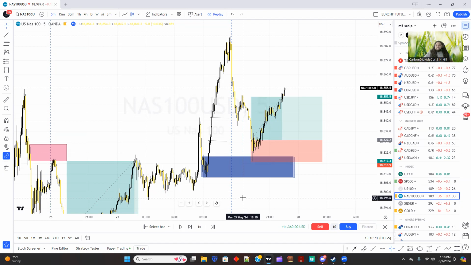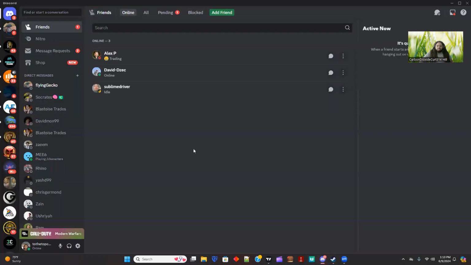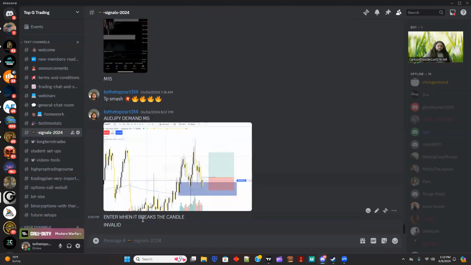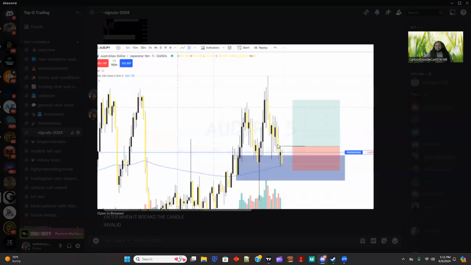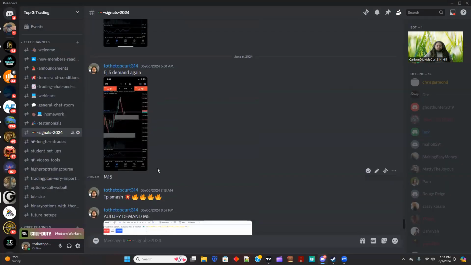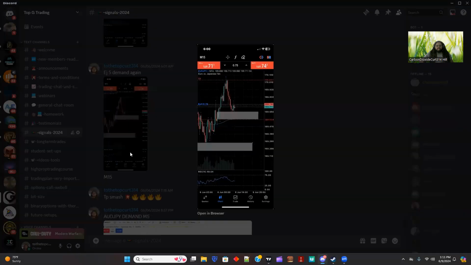It might not look like a lot, but we over here getting it done. Look at this, let me show you something. That was invalid. It never broke the candle, so we don't enter. As simple as that. It never broke that candle, so we didn't enter. That M15 Euro JPY, that was the second one that we put in. It broke the candle and flew right up there and hit TP.